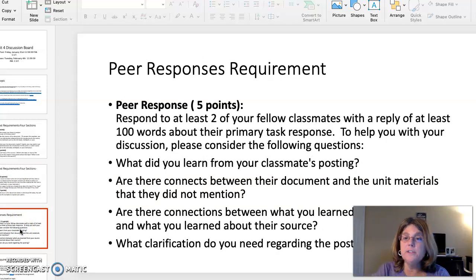Your peer responses, where you respond to at least 2 of your fellow classmates. This is due February 4th. And again, after February 4th, your peer responses will no longer be accepted. You need to respond to 2 of your classmates with at least a 100-word reply.